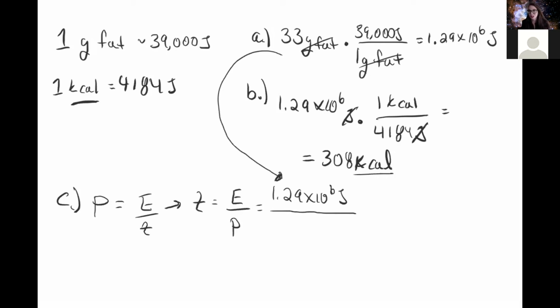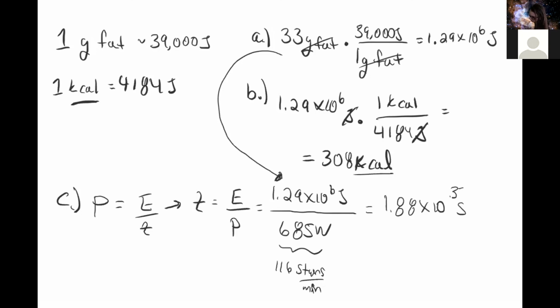And so there's a chart in your book. This is just where I got this information from. One human expends on average 685 watts of power climbing stairs. So if we divide this energy by power, we find the time that it takes us to climb the stairs in order to burn off the 33 grams of fat from the Big Mac. The time it takes us is 1.88 times 10 to the 3 seconds, okay?